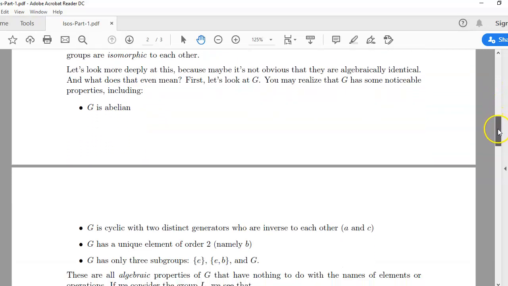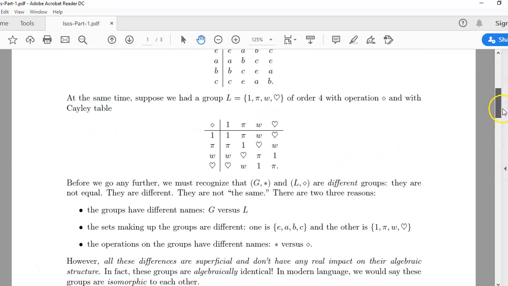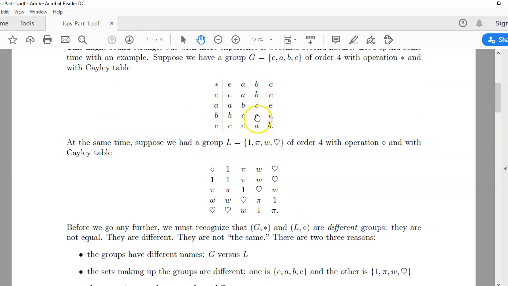So let's look more deeply at this. What does it mean to say they're algebraically identical? So let's look at G first. G has some properties. You should look at the table of G and notice that G is abelian. G is cyclic. It has 2 generators. The generators are A and C. And the 2 generators that it has are actually inverse to each other. So A generates G and C generates G as well, and A and C are inverse to each other. G has a unique element of order 2, namely B. If you look at the table for G, B squared is the identity, and no other element besides the identity, which is order 1, has that property, so it has a unique element of order 2.